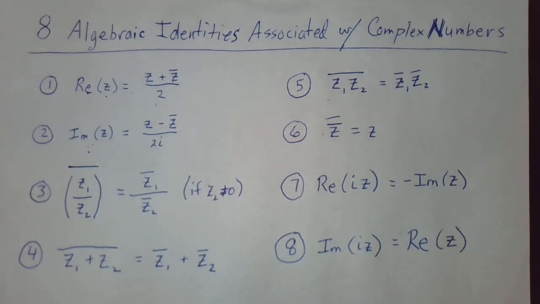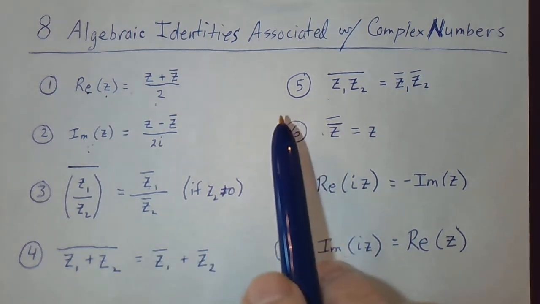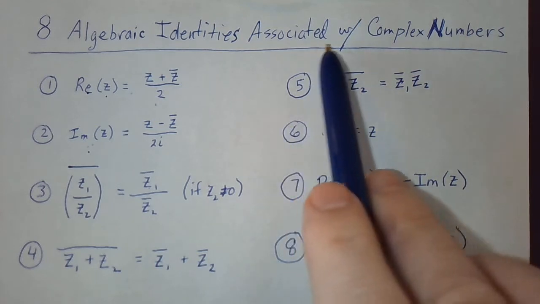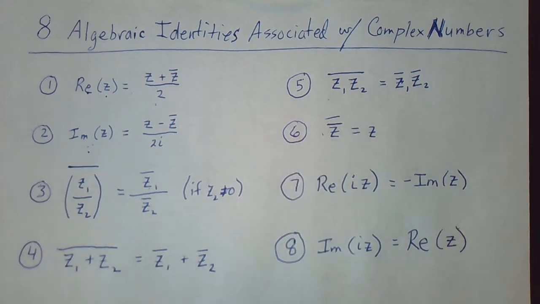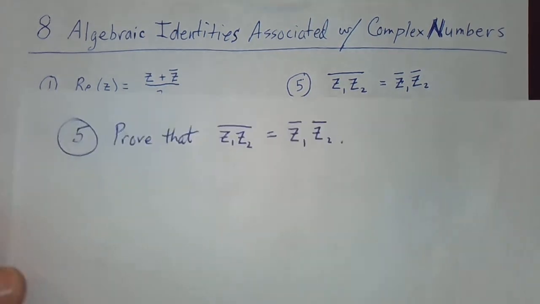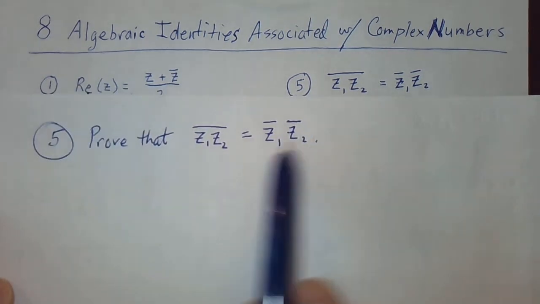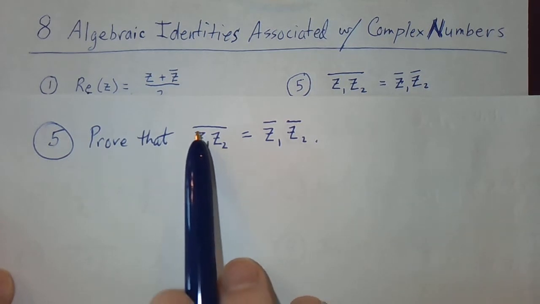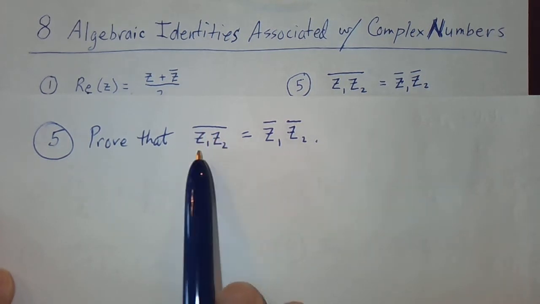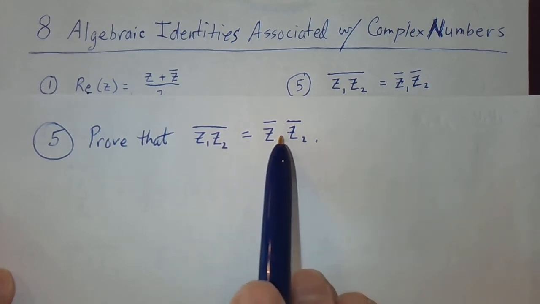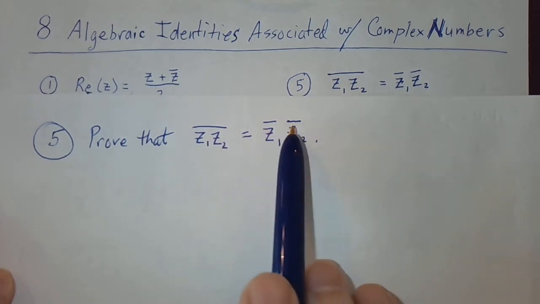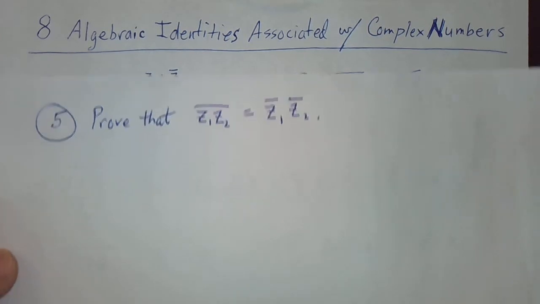In this video, we are going to prove algebraic identities associated with complex numbers, identities number 5 and 6. Okay, let's look at number 5. We're proving that the complex conjugate of the product of two complex numbers is equal to the product of the complex conjugate of the two numbers.